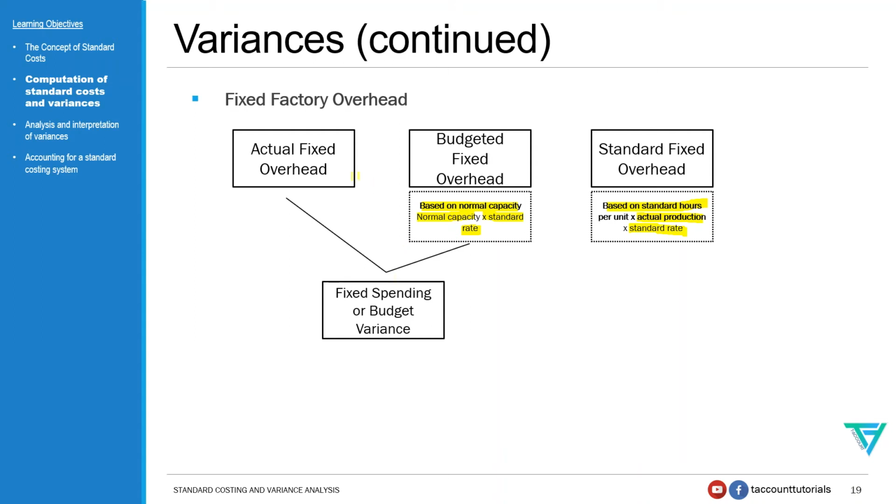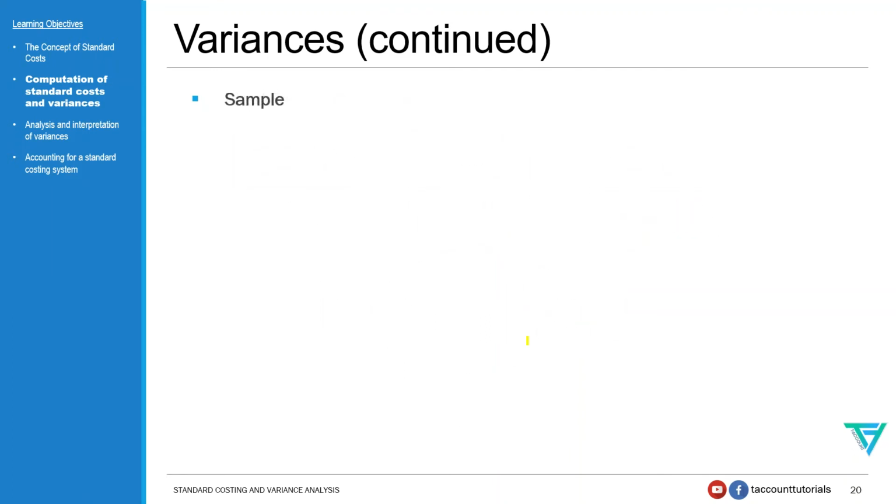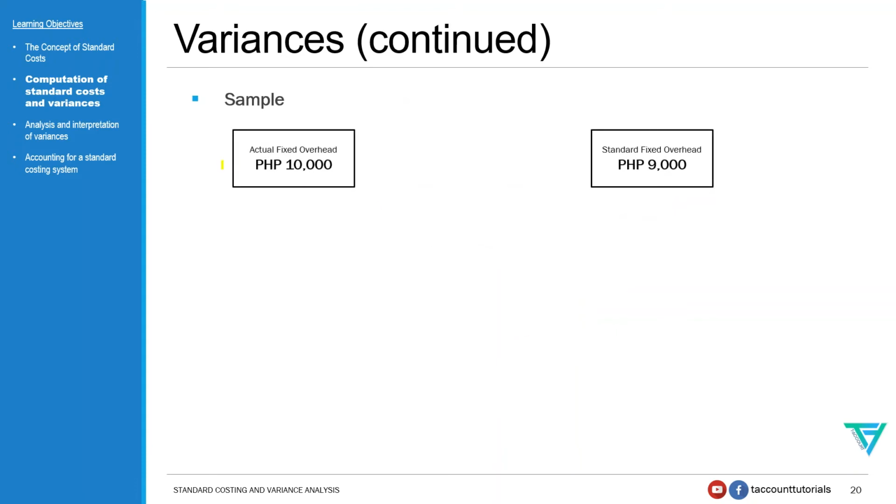So if we get the difference between the first and the second, or the middle figure here, we arrive at the fixed spending or budget variance. Then if we get the difference between budgeted and standard, we arrive at the volume or the capacity variance. And then similar analysis here, if you get the sum of the two variances, we arrive at the total fixed overhead variance.